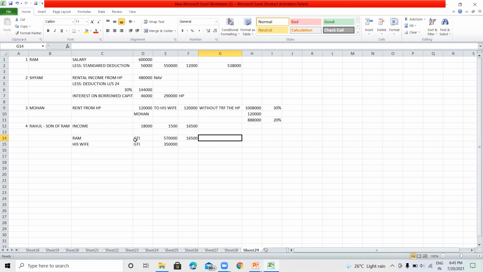Meaning, the parent whose income is higher will have it added to his income. If the gross total income of his wife is, for example, 8,50,000, then such 16,500 will not be added in his income. It will be added in the income of the mother of the minor child. So such income will be added in the total income of his mother.